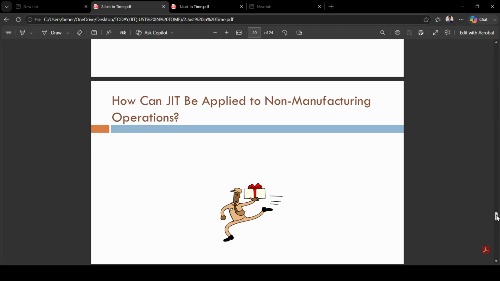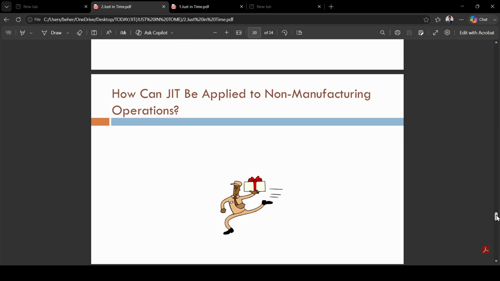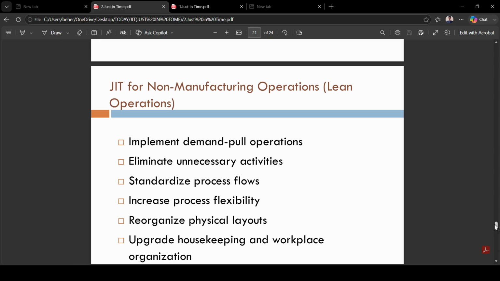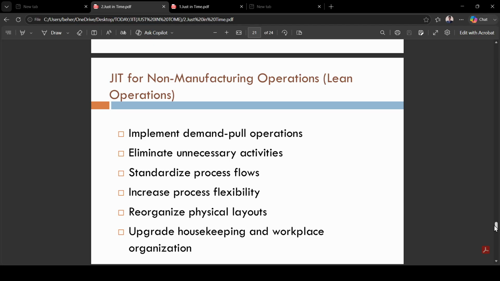How can JIT be applied to non-manufacturing operations? JIT in non-manufacturing operations: implement demand pull operation, eliminate unnecessary activity, standardize process flow, increase process flexibility, reorganize physical layout, upgrade housekeeping and workplace organization.